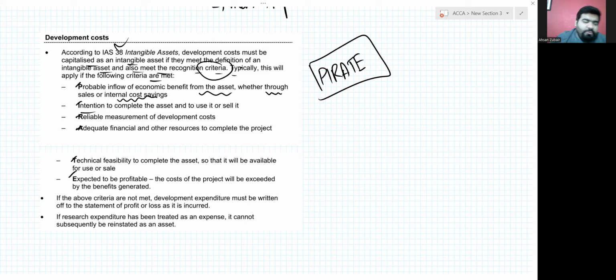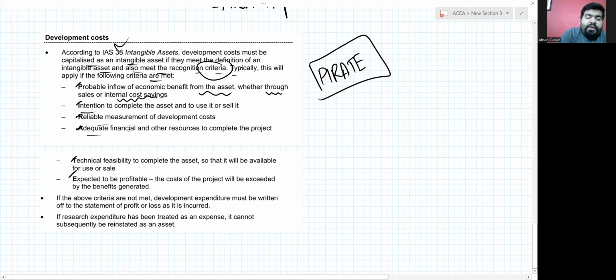This is very important: you must measure every cost incurred on the development reliably. For example, you want to know how much amount should be recorded against the development of a game. This is a very technical thing, so proper reliable resources must be there that can tell you this amount is incurred at this stage, and that amount at that stage. You have to use a reliable measurement for that.